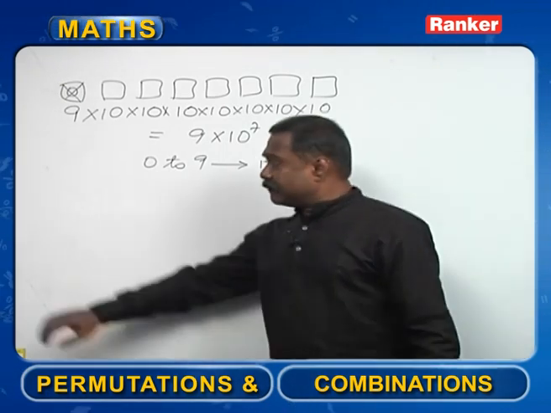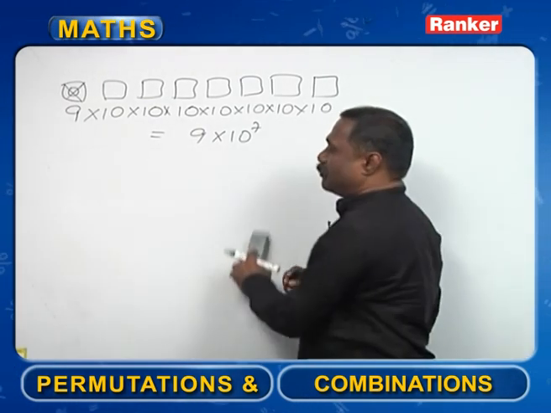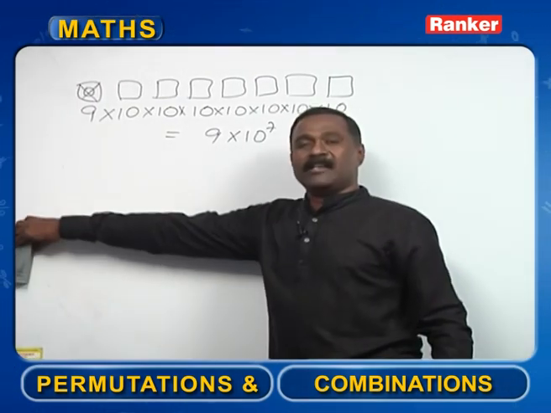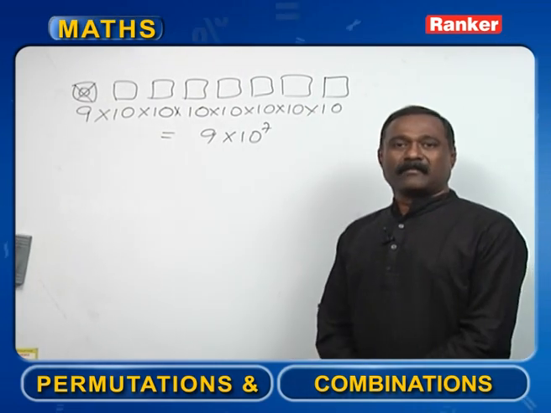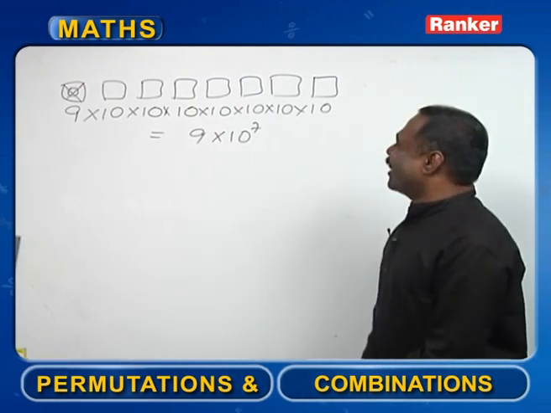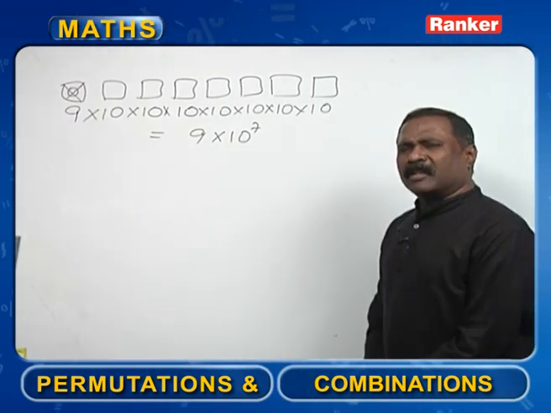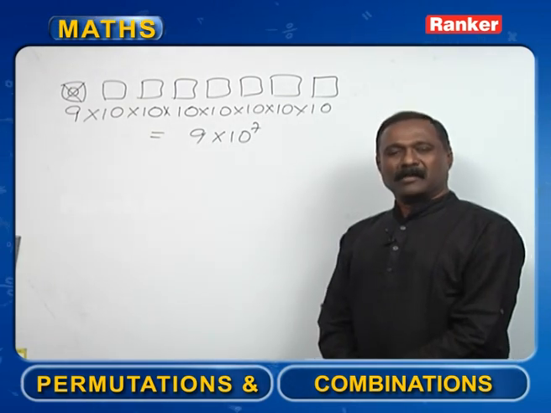Among all these 8-digit numbers, how many are even numbers and how many are odd numbers? Let us see that. Then you are the better judge to decide how many even numbers will be there, how many odd numbers will be there.